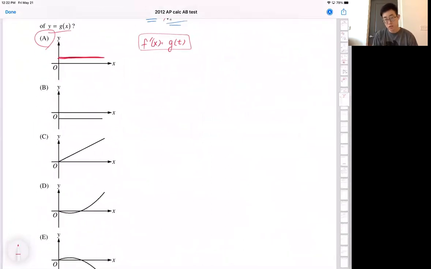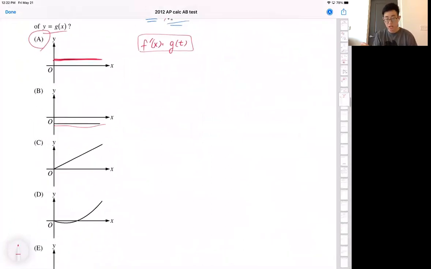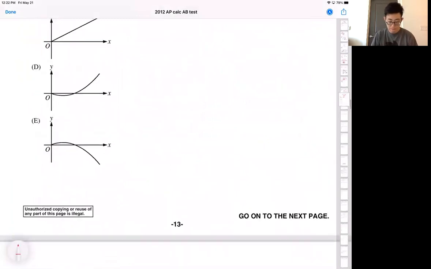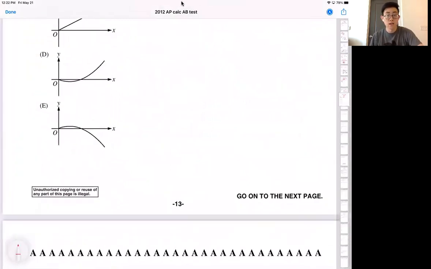All the rest of it doesn't really make that much sense, and B is going to give you a negative slope, so we certainly don't want that there. Okay. All right, and let's see.